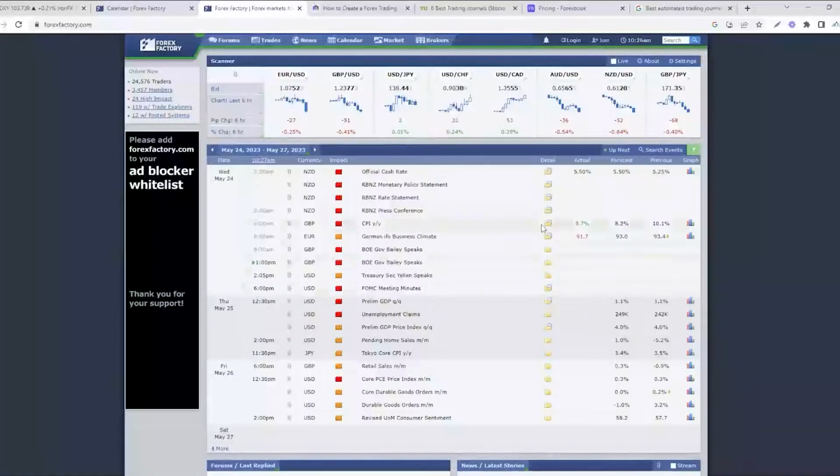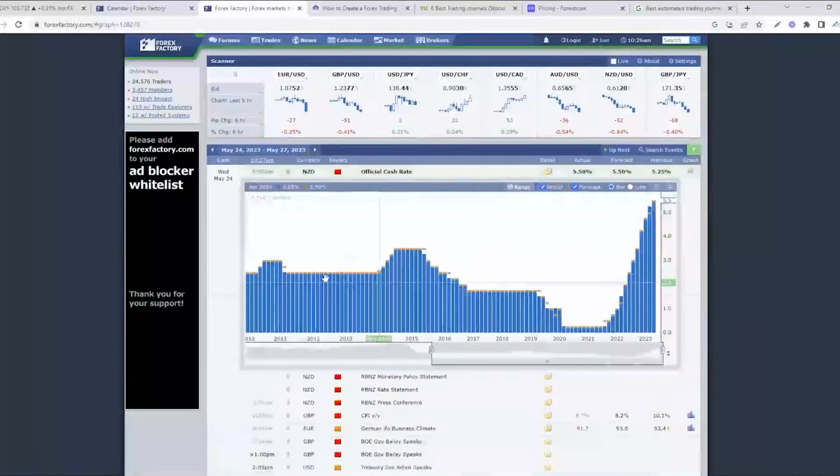Okay. Next is, as I said, the good thing about Forex Factory is you also have the graph icon here. So whenever a particular data set event has a data point, it will have a graph. Of course, monetary policy statements and press conferences won't have a graph because it's all text. But anything that has a number assigned to it, you can click on it and it'll show you the history, right? So this is the official cash rate of New Zealand.